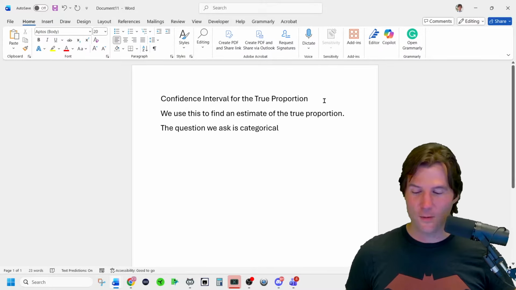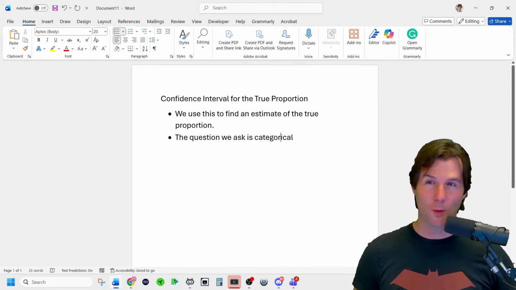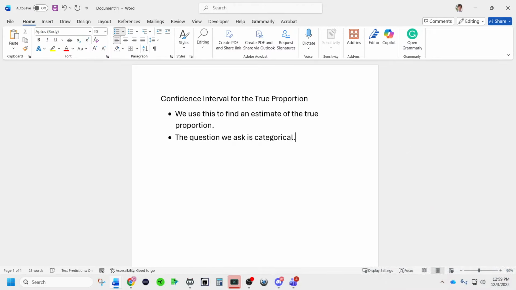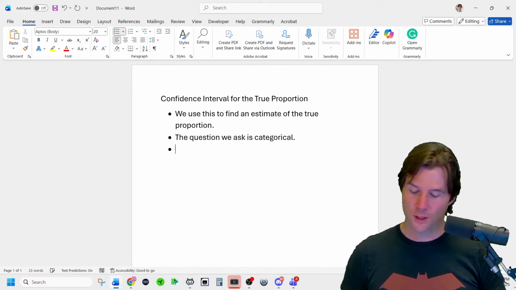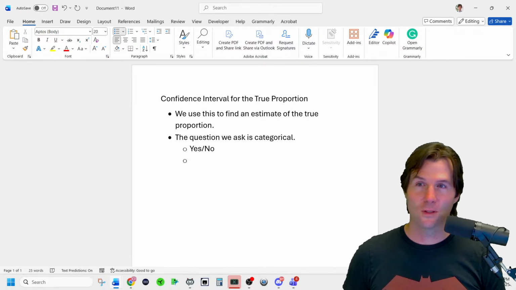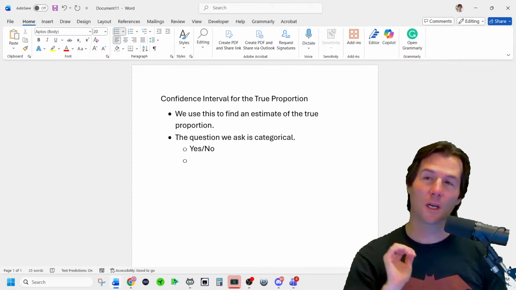So these are all key facts right here. Fun facts about confidence intervals for the true proportion. You need to make sure the question you're asking is categorical. What does that mean? A lot of times it means the question can be a yes/no question. It could be, do you like or not like this? So we can find out the proportion of people who like it. It can often be broken down as yes, no.